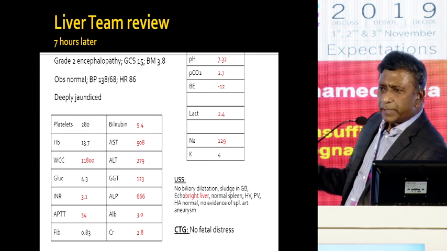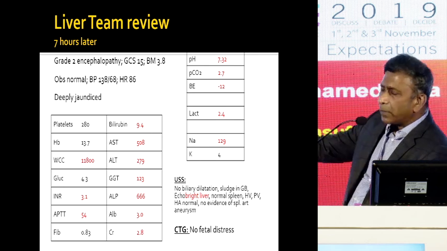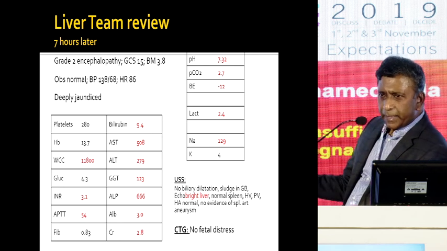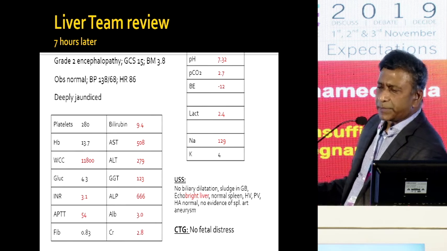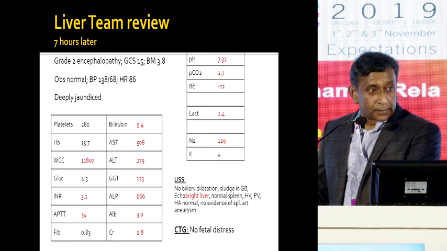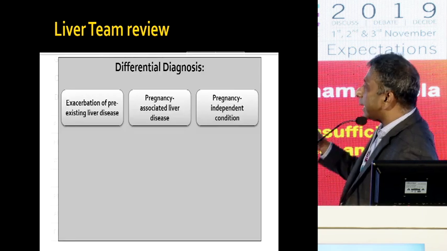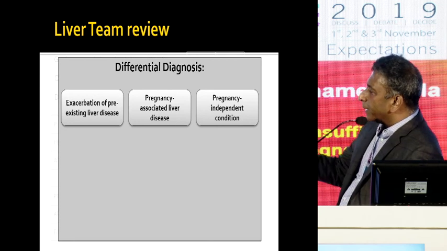You've excluded chronic liver disease. The ultrasound has not shown cirrhosis. The platelet count is normal. There is no splenomegaly. You've excluded chronic liver disease. You've excluded acute viral hepatitis somewhat. And you've only got the middle column. So let's look at that. I want you to think about it like that.